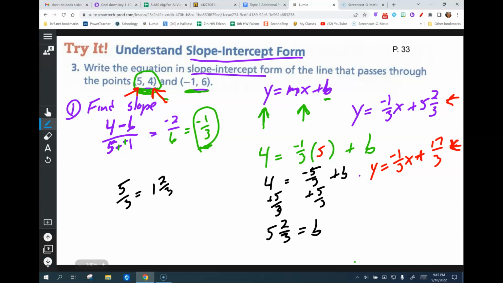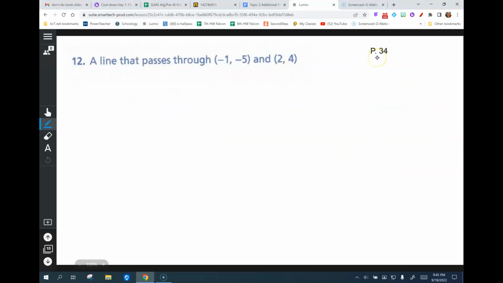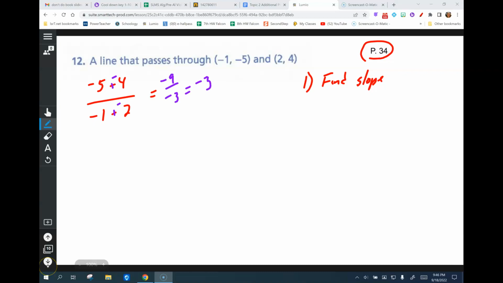Okay, good. Let's try another one. So go to page 34 in your book, and you'll find this problem right here. A line passes through the point negative 1, negative 5, and 2, 4. So first thing, I didn't finish all the steps last time. First, find slope. I'm going to do better. I'm going to write all the steps this time. So, negative 5 minus 4. Oh, you can do this one. Okay, so we found out the slope was negative 3.